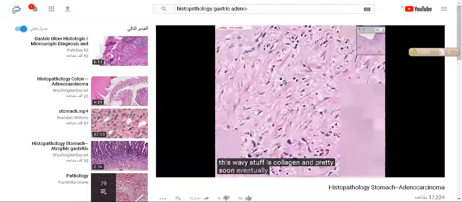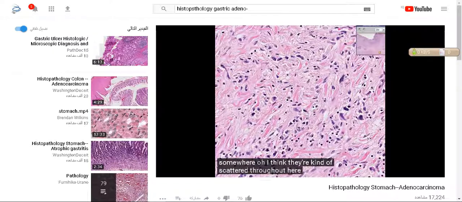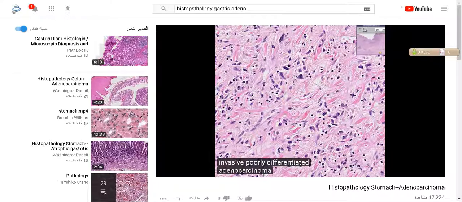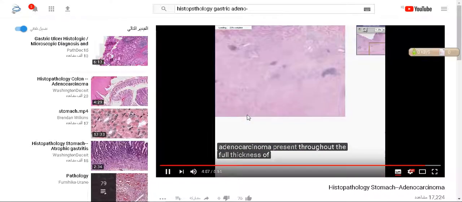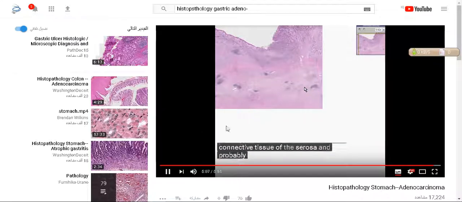And pretty soon, eventually, maybe we'll see some other little clumps of lymphocytes somewhere. Oh, I think they're kind of scattered throughout here. I think probably here, here, here, here, here, and here are lymphocytes. This is a diffusely invasive, poorly differentiated adenocarcinoma present throughout the full thickness of the stomach wall, starting from the mucosa and going all the way out past the muscularis into the connective tissue of the serosa. And probably the fatty connective tissue as well has been diffusely infiltrated.